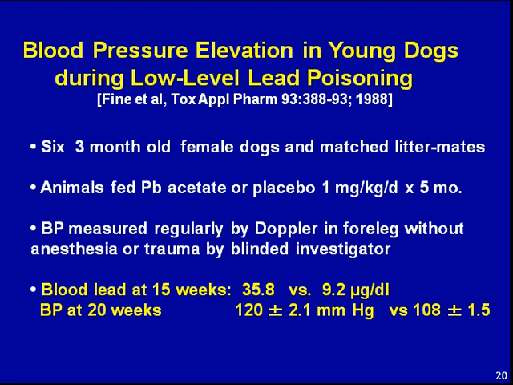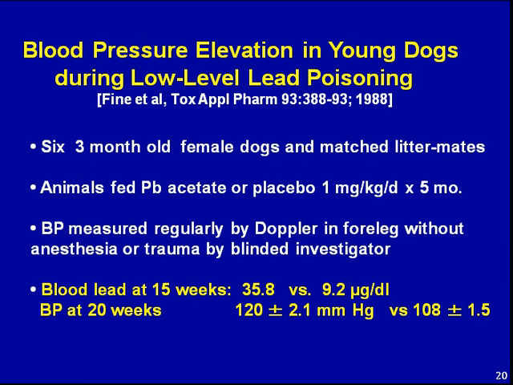Fine and his colleagues in which they took 6 3-month-old female dogs and their matched litter mates, and then they fed them lead acetate or placebo at a dose of 1 milligram per kilogram per day for 5 months. And they were able to measure the blood pressure in these animals by Doppler in the foreleg without traumatizing the animals of any need for anesthesia.